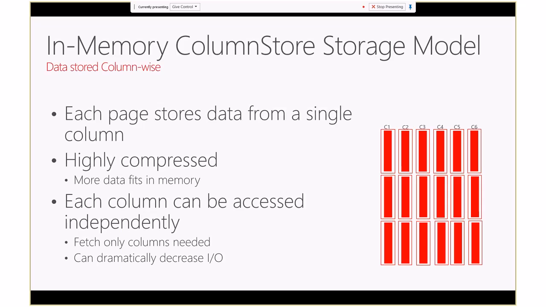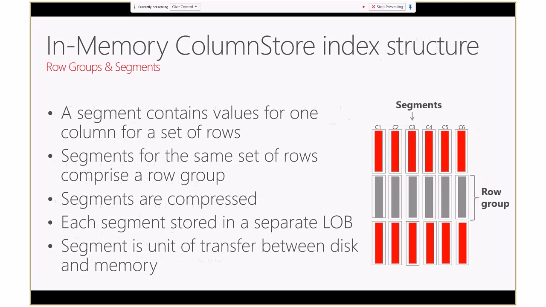So it really can reduce I/O. For example, if I run a query that only hits 3 out of 20 columns, it only hits those segments, those chunks of that index. So the column store structure has 2 key parts to it.